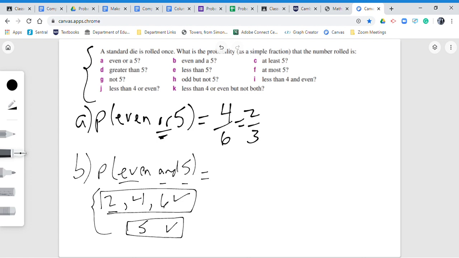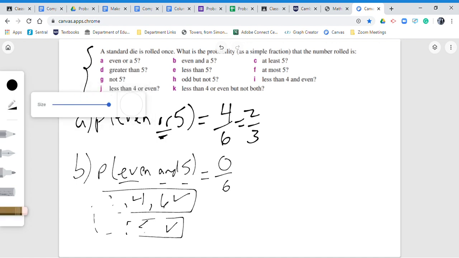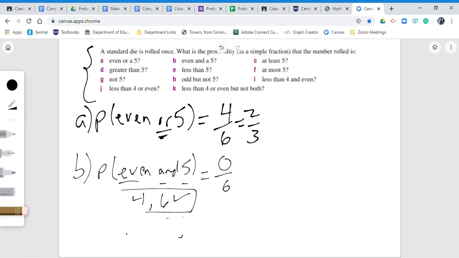It really cannot be both even and a 5 because a 5 is not an even number. So the chances of that are 0 out of 6. And that's the important part about thinking about "and": both criteria must be met for an "and" statement. That's the key part of that one. So I really wanted to make sure I took a second with that one.